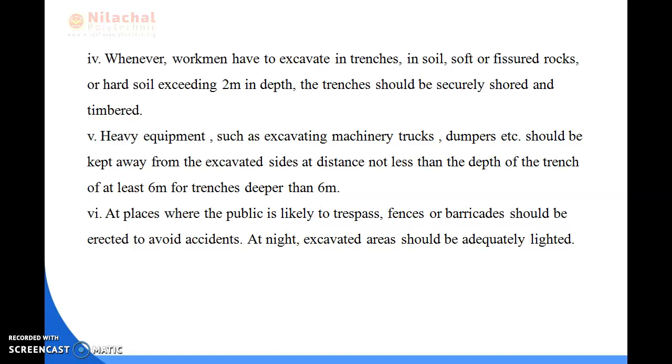Next is, whenever the workmen have to excavate in trenches, in soil or fissured rocks or hard soil exceeding 2 meters in depth, the trenches should be securely sheeted and timbered. Next is heavy equipment such as masonry, dumpers, etc. should be kept away from the excavated sites at a distance not less than 6 meters.